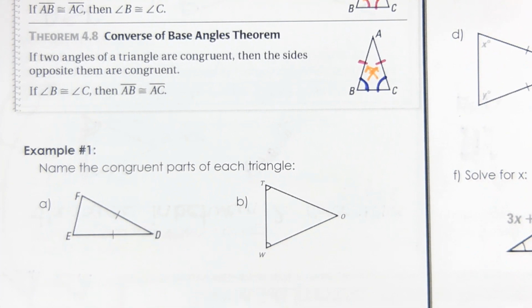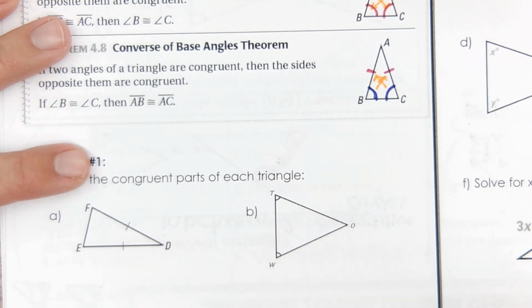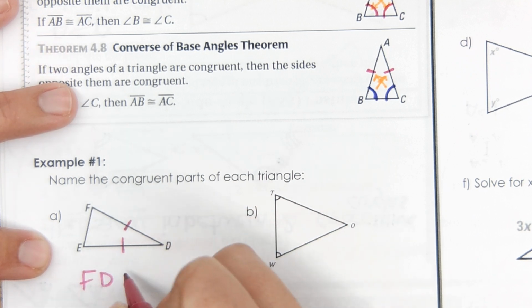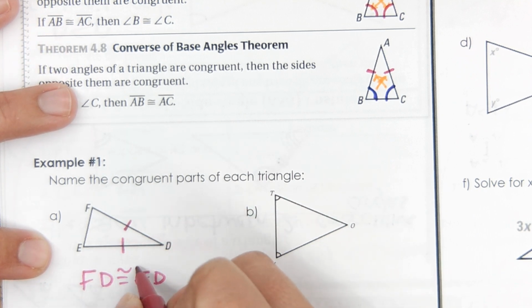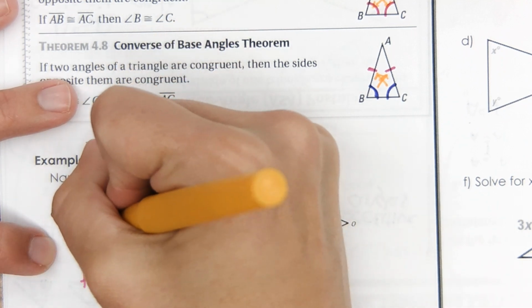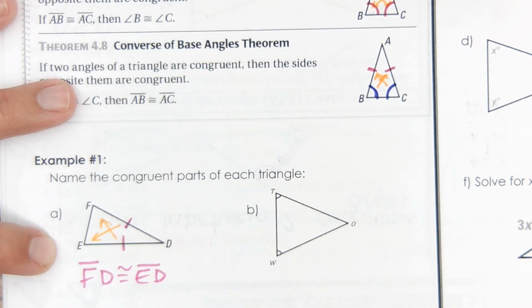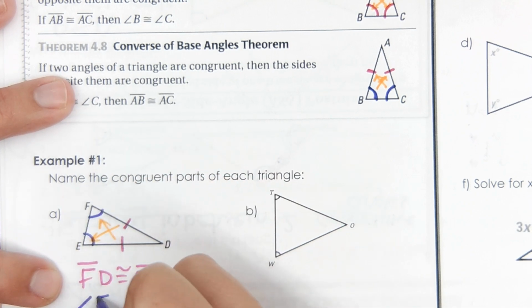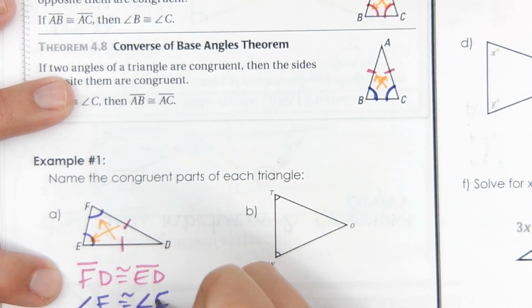Okay, and then examples here: name the congruent parts of each triangle. Here it shows this little tally mark, so that means that segment FD is congruent to segment ED to start. And then opposite those congruent sides are two base angles that are congruent. So this angle is equal to this. Angle F is congruent to angle E.